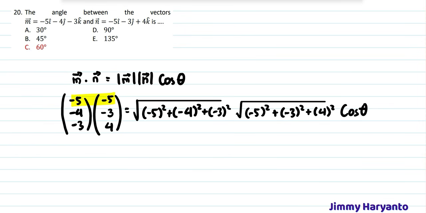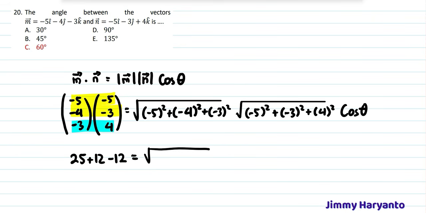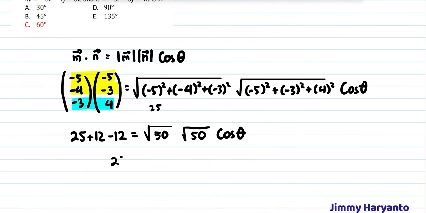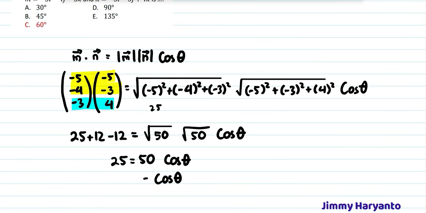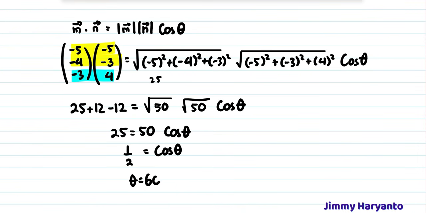Then you multiply this, you have 25, multiply this, it's 12, and then multiply this, it's -12, equals to this one is square root of, okay, this one is 25, this one is 16, this one is 9. 9 plus 16 is 25, 25 plus 25 is square root of 50. And that one also the same, square root of 50 cos theta. Okay, so this one is 25, this one is 50 cos theta. That means cos theta equals to 25 divided by 50, it's half. Then the theta is 60 degree.